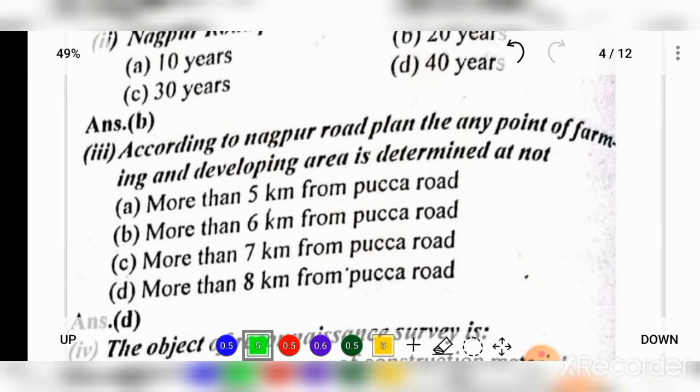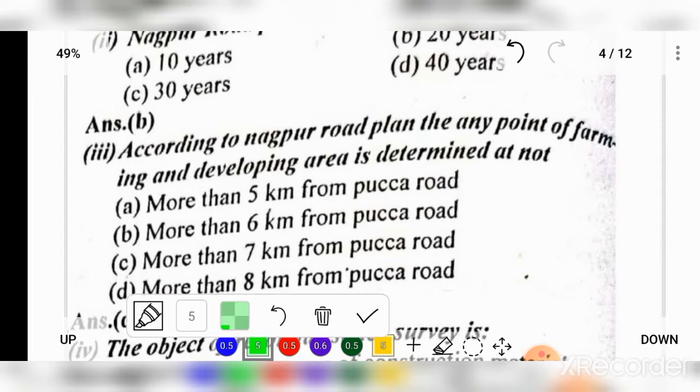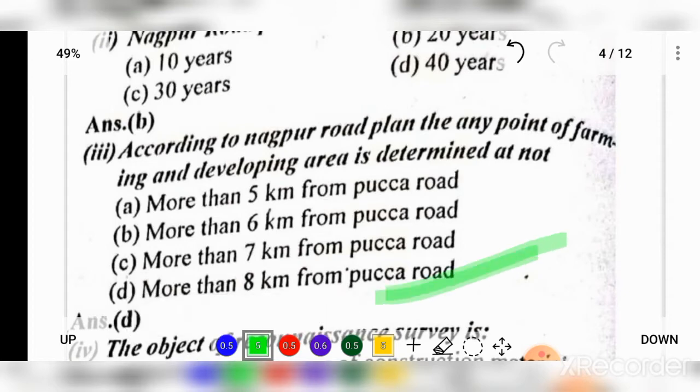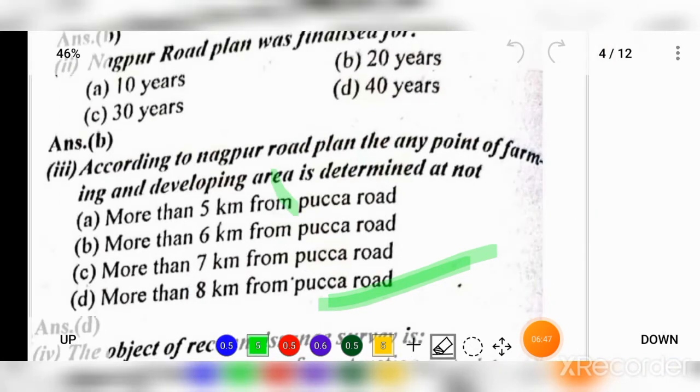According to the Nagpur road plan, any point of farming and developing area is determined at not more than 8 km from Pakka Road. Okay? Answer is D. Answer is D. Right? Now come to the next.